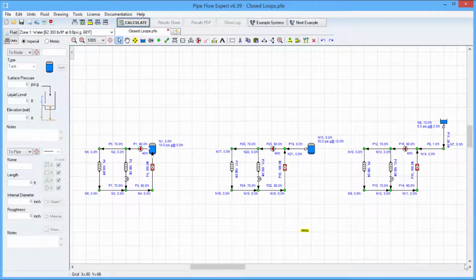Pipe Flow Expert will check that the pressure at each node is above 0 psi absolute. Note that pressures below 0 psi absolute are impossible to achieve.